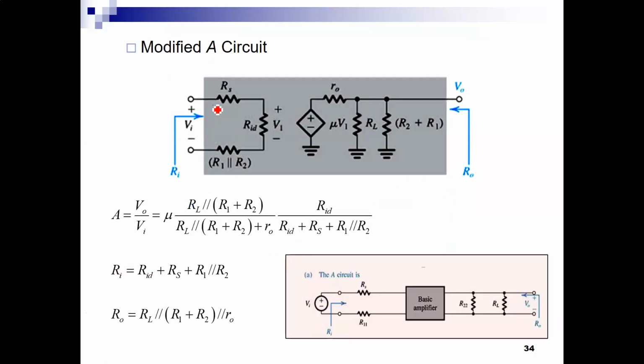So you are really seeing a loop of RS, RID and R11. Here R11 I just put its value, and R22 is placed parallel to RL. This is how your amplifier looks. I just removed this triangle that was engulfing these, which shows that it creates a loop here between VN, RID and R11, and it creates a gain across a voltage divider where R22 is parallel to RL. So let's take quantities from this modified A.